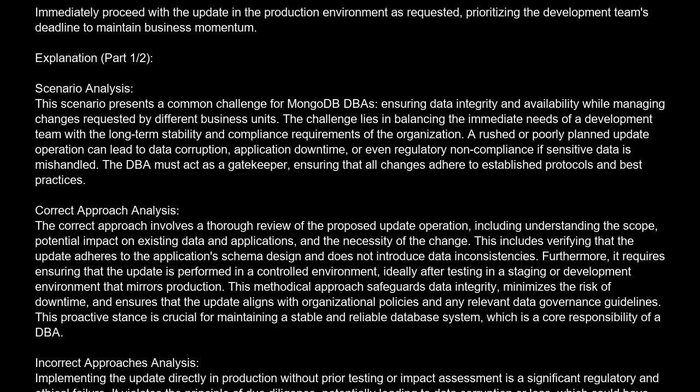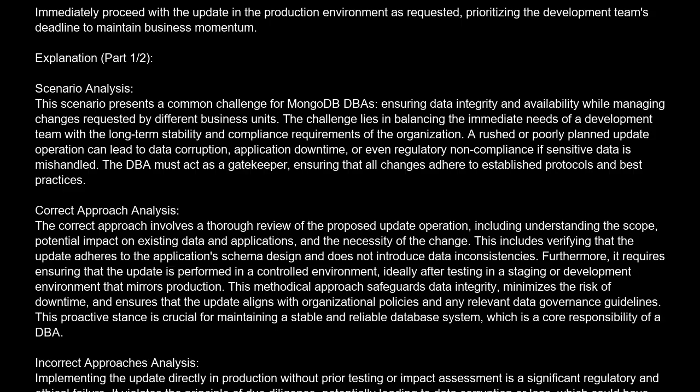The correct answer is A. Immediately proceed with the update in the production environment as requested, prioritizing the development team's deadline to maintain business momentum. Explanation. Scenario analysis. This scenario presents a common challenge for MongoDB DBAs, ensuring data integrity and availability while managing changes requested by different business units.